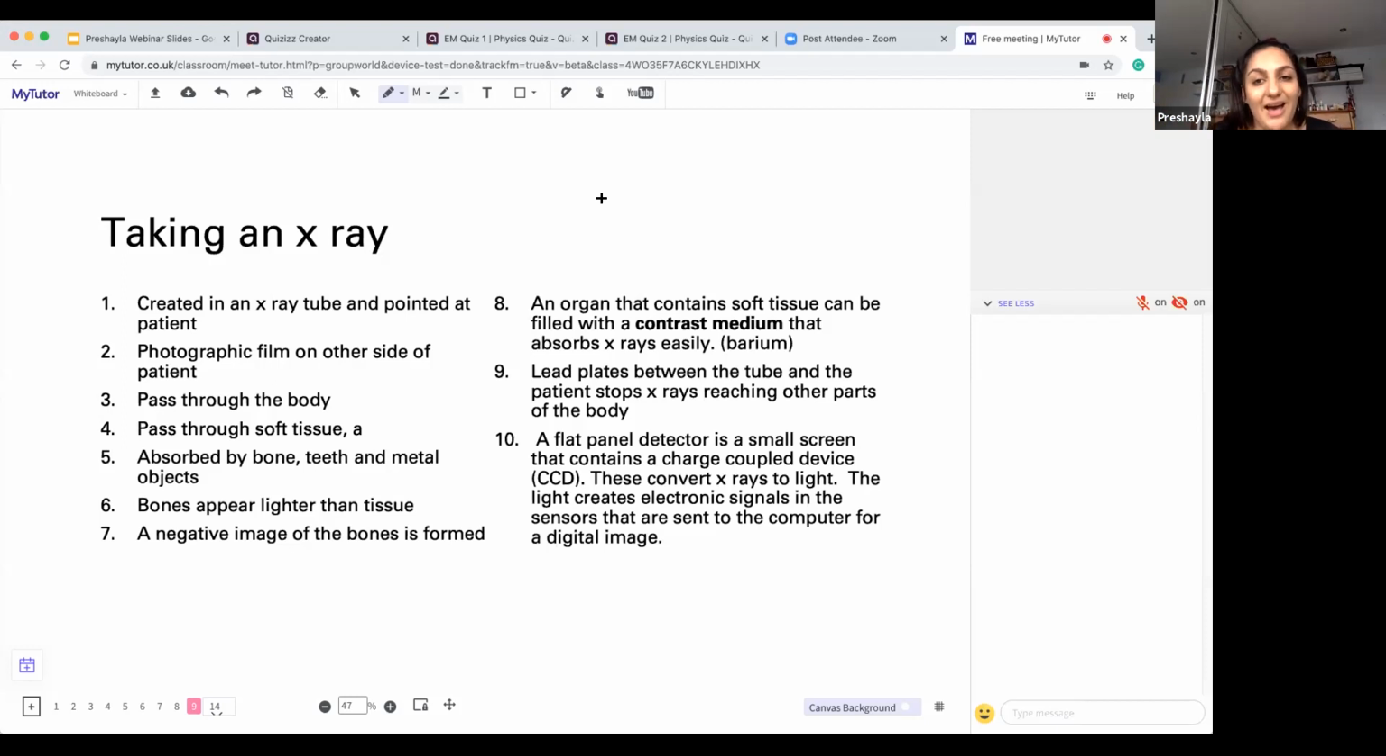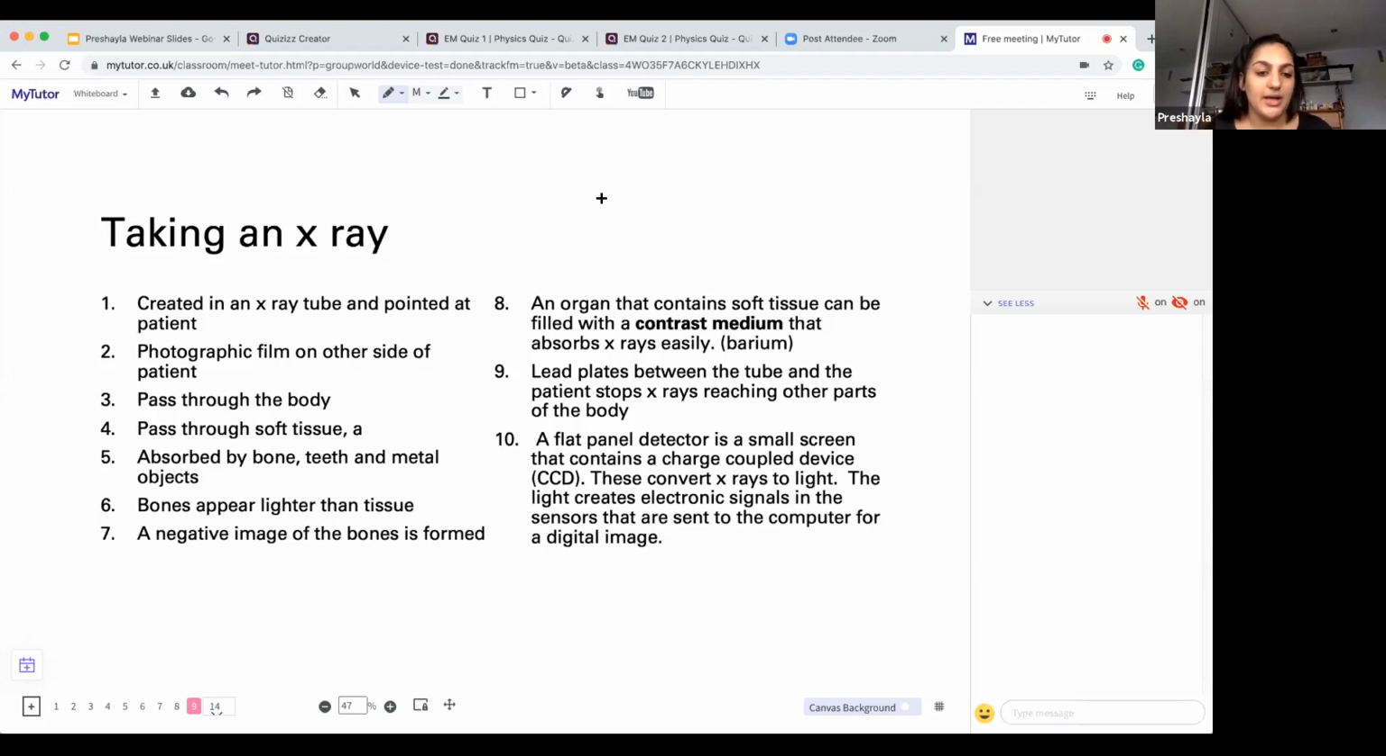Well, we have an X-ray tube. So we have a little tube where the X-rays are being created using electrons. And so those X-rays are created in that tube and pointed at the patient. Okay, so they're pointed at the body part where the X-ray is being taken. The photographic film is on the other side of the patient. Okay, so it's a nice photographic film which is behind the patient. So you've got the film, the patient, and the X-ray tube.